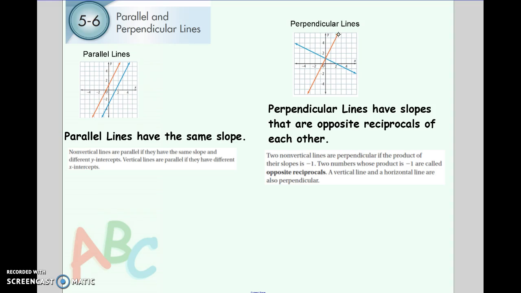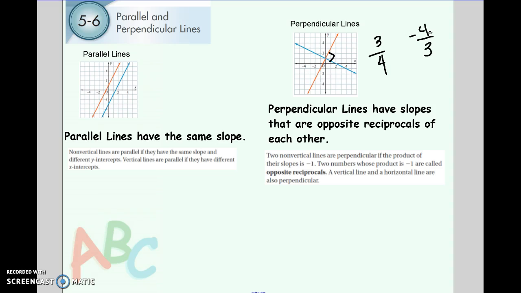Perpendicular lines are lines that have slopes that are opposite reciprocals of each other because perpendicular lines form a right angle. So they're going to make a T, they're going to intersect, but they're going to intersect forming a right angle, and their slopes would be opposite reciprocals of each other. So let's say your slope was 3/4. A perpendicular line slope would be -4/3. Opposite sign and reciprocal of each other.